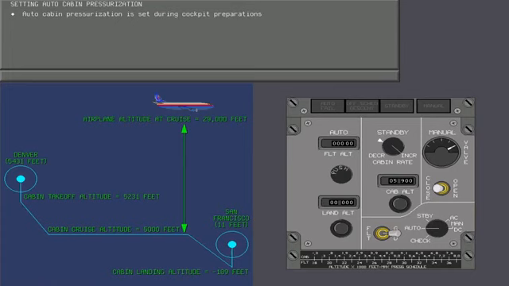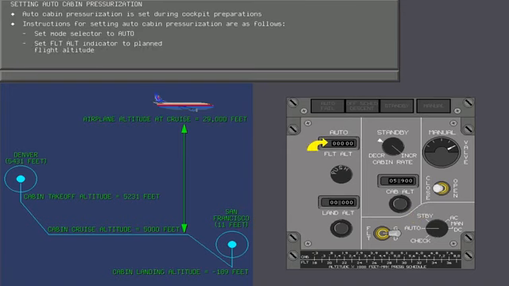Auto cabin pressurization is set during cockpit preparations. Instructions for setting auto cabin pressurization are as follows. Set the mode selector to off. Next, set the flight altitude indicator to the planned flight altitude. Now touch the flight altitude knob to set the indicator.